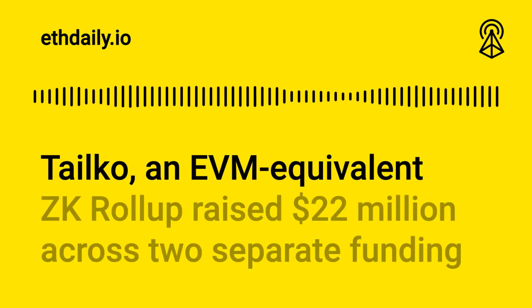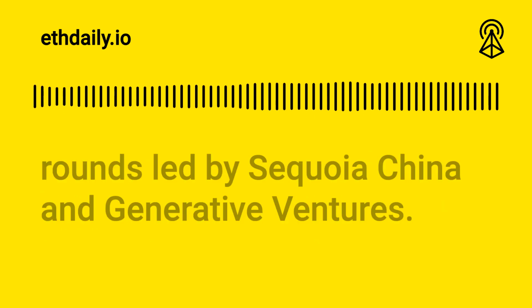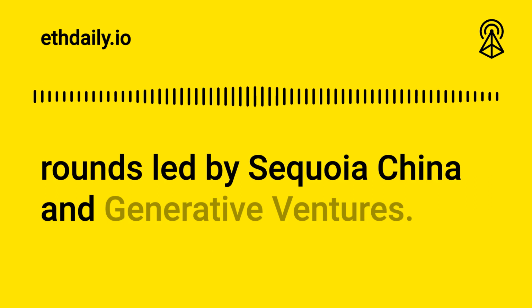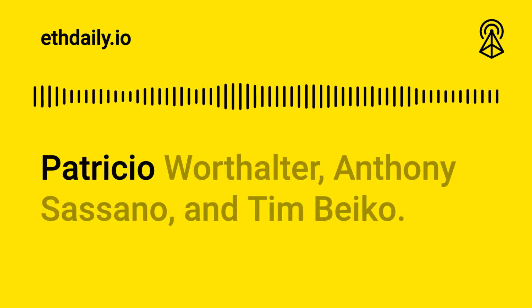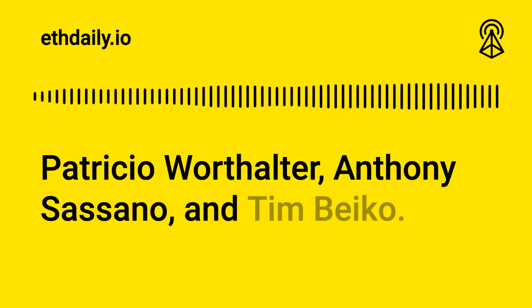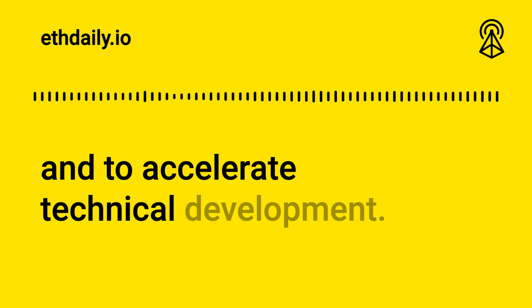Taiko, an EVM equivalent ZK rollup, raised $22 million across two separate funding rounds led by Sequoia China and Generative Ventures. The rounds also included angel investments from Patricio Werthalter, Anthony Sassano, and Taiko. Taiko plans to use the fresh capital for growth and to accelerate technical development.